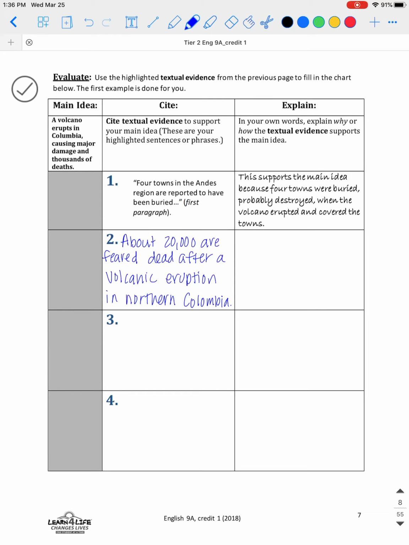So what you're going to do is whatever two other evidence that you highlighted on the previous page, you're going to copy into boxes 3 and 4. And then on the right side, you're going to explain how does that show evidence that the main idea of this article is talking about the volcanic eruption that happened and killed thousands of people. So again, you need to find evidence for boxes 3 and 4, and then on the right side explain. So I gave you number 2. You can go ahead and explain for the explain box. And when you're done with that, then you can move on to the next portion.